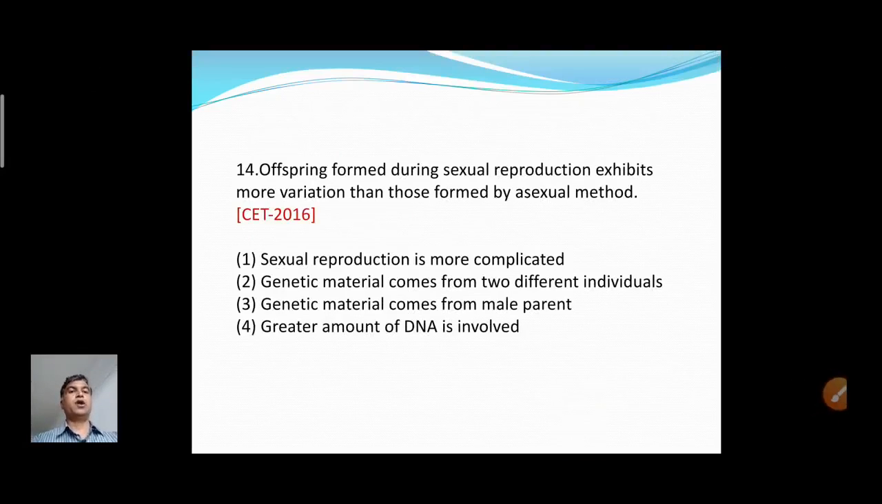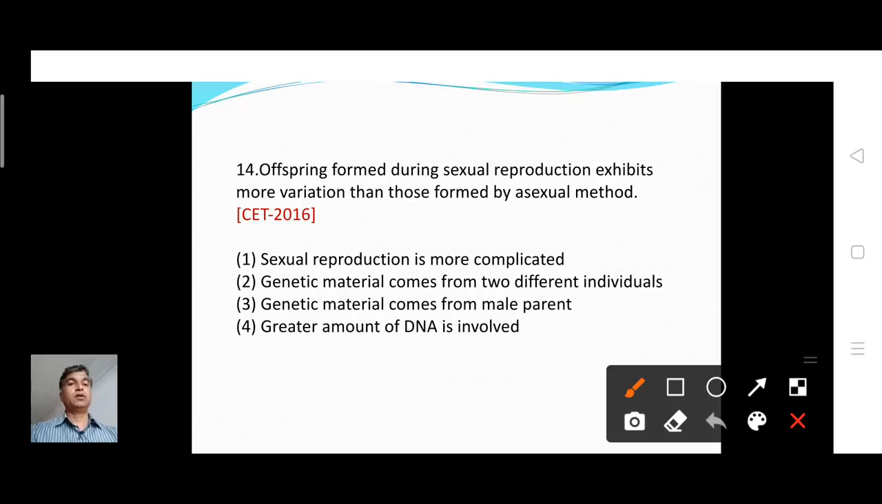Question number 14. The offspring found during sexual reproduction exhibit more variation than those found by asexual reproduction. So what is the statement? The offspring produced by sexual reproduction show more variation than asexual reproduction. Yes, obviously. What is the reason? This is a CET 2016 question. Sexual reproduction is more complicated. Yes, it is a slow, complicated, elaborate process, but variations are not created due to that.